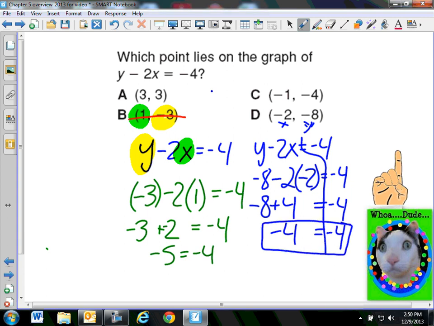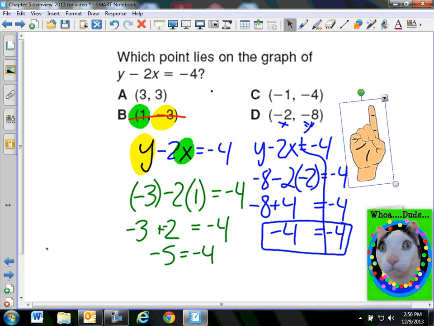Guess what? These match. Therefore, this is our answer. Exactly. So amazing, isn't it?